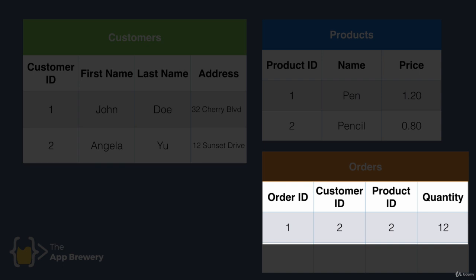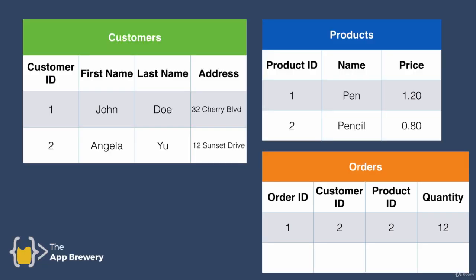Let's say we have an order with order ID 1, our very first order. We can have a column where we specify the customer ID. So in this case, it's linked to the customer that has an ID of 2. So that is, of course, me, right? Customer 2 is Angela Yu.